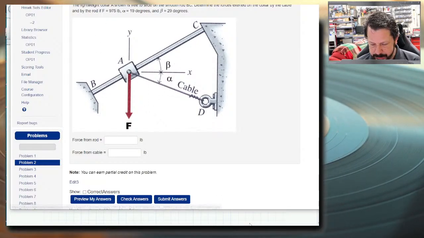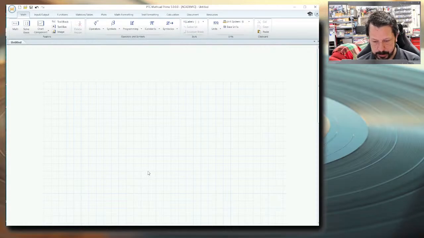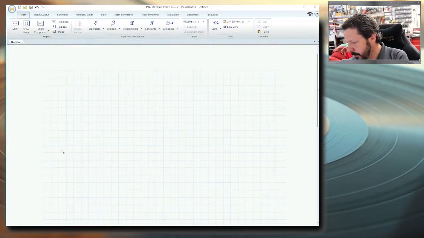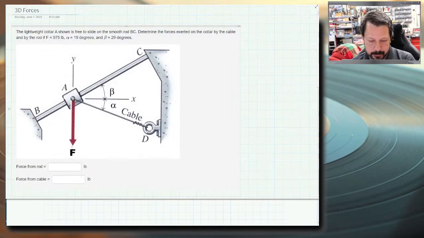So I've already copied this over to here, I think. No, not to there, that's Mathcad. To here.